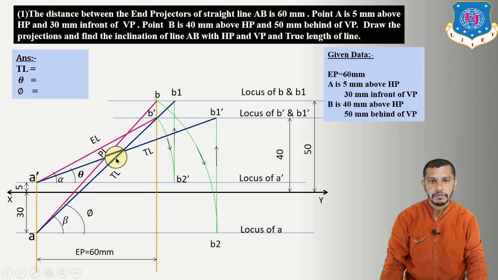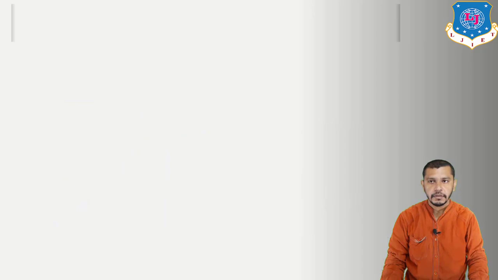So measure the true length by using the scale. We will get true length equal to 103 mm. Measure theta by using the protractor. You will get theta equal to 30 degrees, and measure phi by using the protractor. You will get phi equal to 45 degrees. So this is our final answer. Now let's move on to another example.